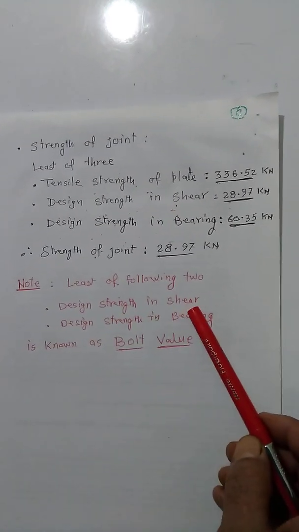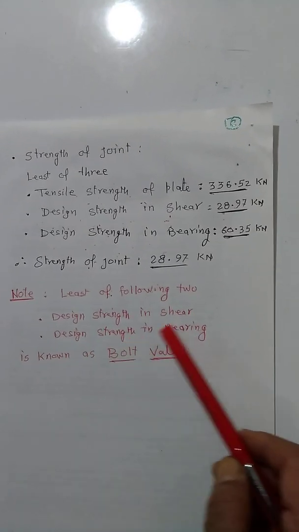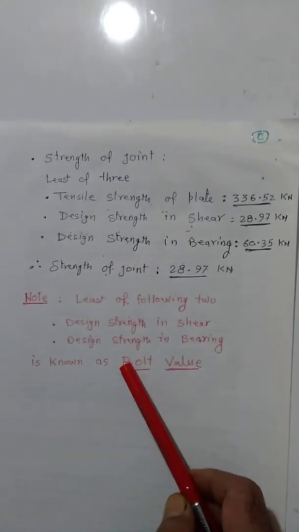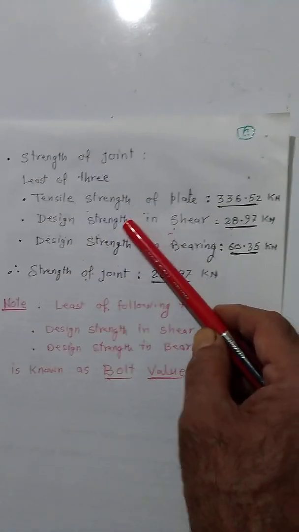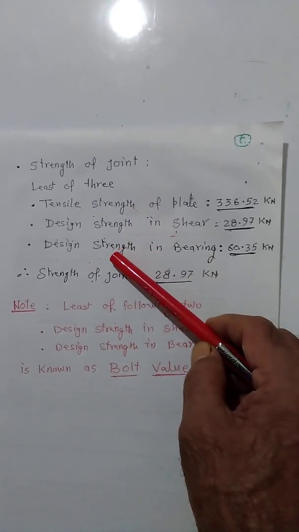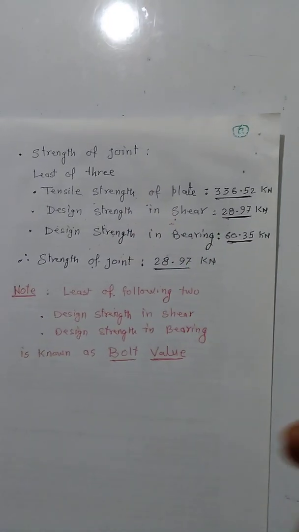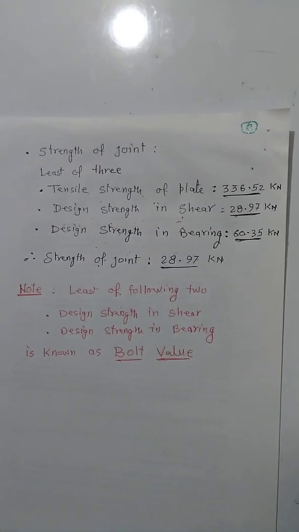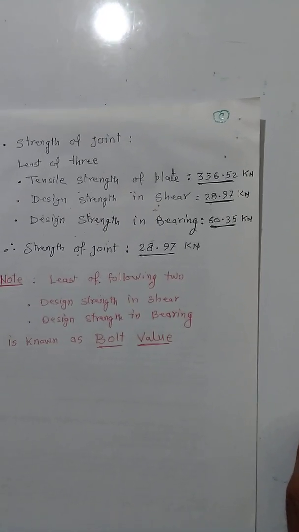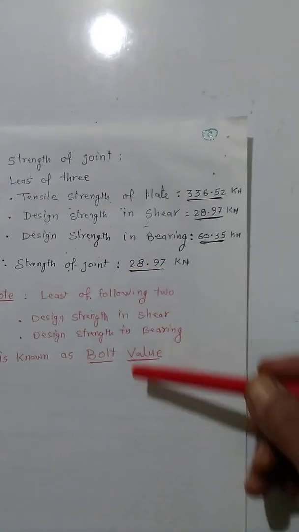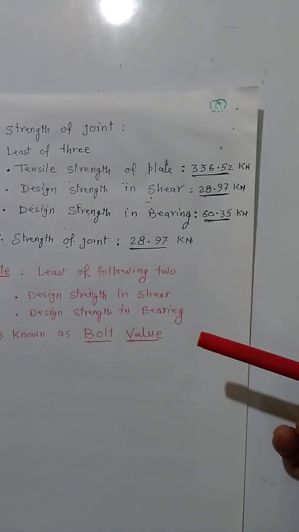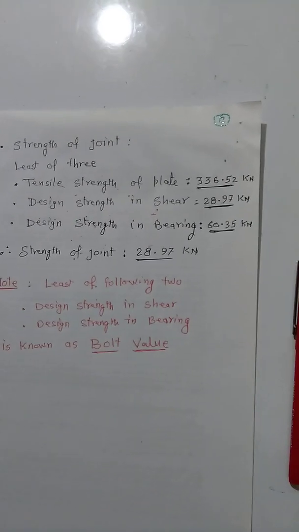The design strength of the shearing and the design strength of the bearing, whichever is the least, we call as the bolt value. And out of the three, tearing, shearing and bearing, whichever is the least is known as the strength of a joint. I think if there is any doubt, this problem gives a very clear-cut idea, and all the mathematical expressions are already mentioned in the code, and we'll try to solve a few more problems.